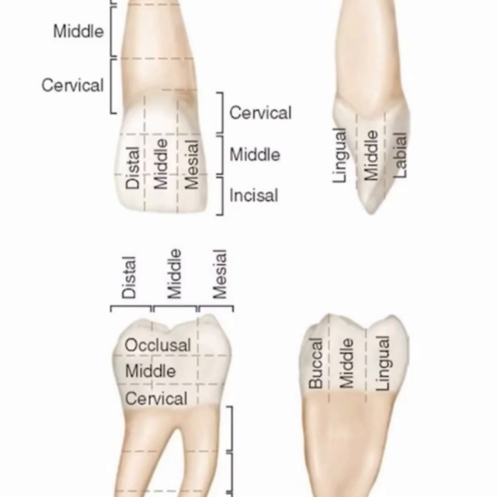Buccal, outer surface that faces the cheek. Middle, upper and lower jaws. Lingual, the side closest to the tongue, opposite the cheeks or lip sides. Middle, upper and lower jaws. Labial, the area that is visible when the lips are closed and the teeth are in their natural resting position.